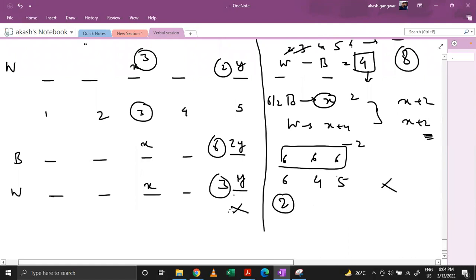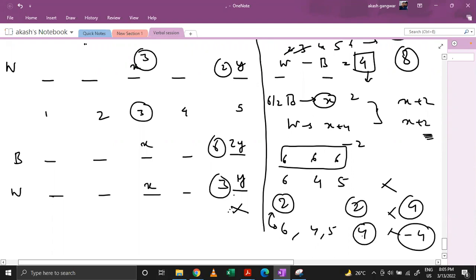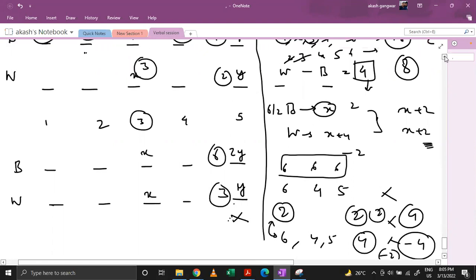Now with 2, I am left with either 6 or 4 or 5. Can we interchange these two numbers? In that case, we'll add 4 over here and we'll subtract 4 from here. That we don't want. We have to choose 4 as a number, because in this case, when we are shuffling this one, I'm adding 2 over here and subtracting 2 over here. Got it? W1 is 4.